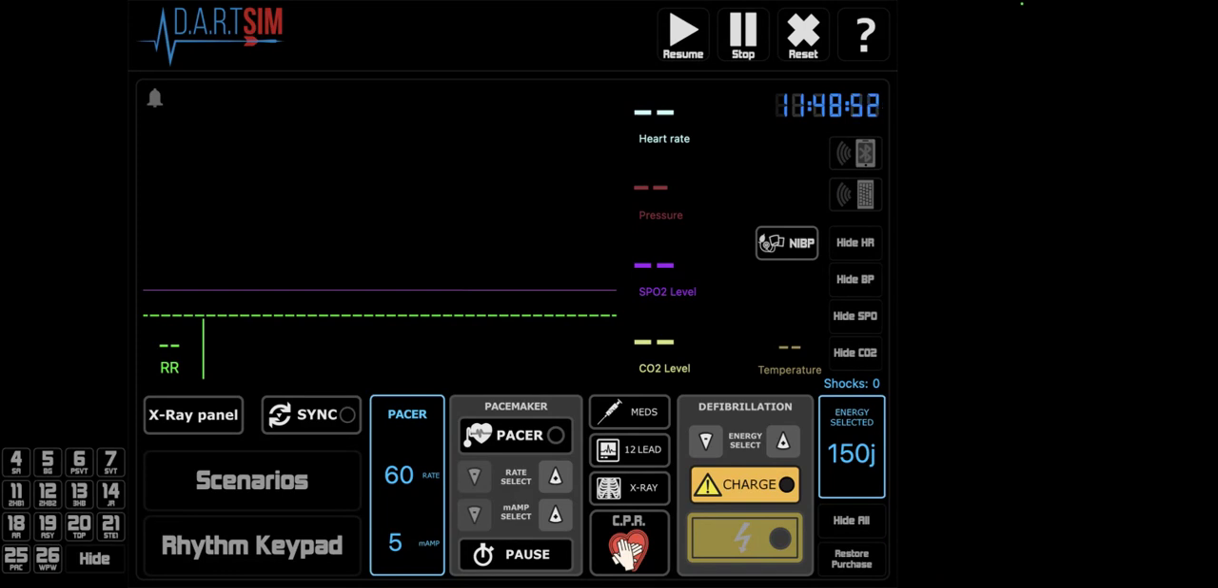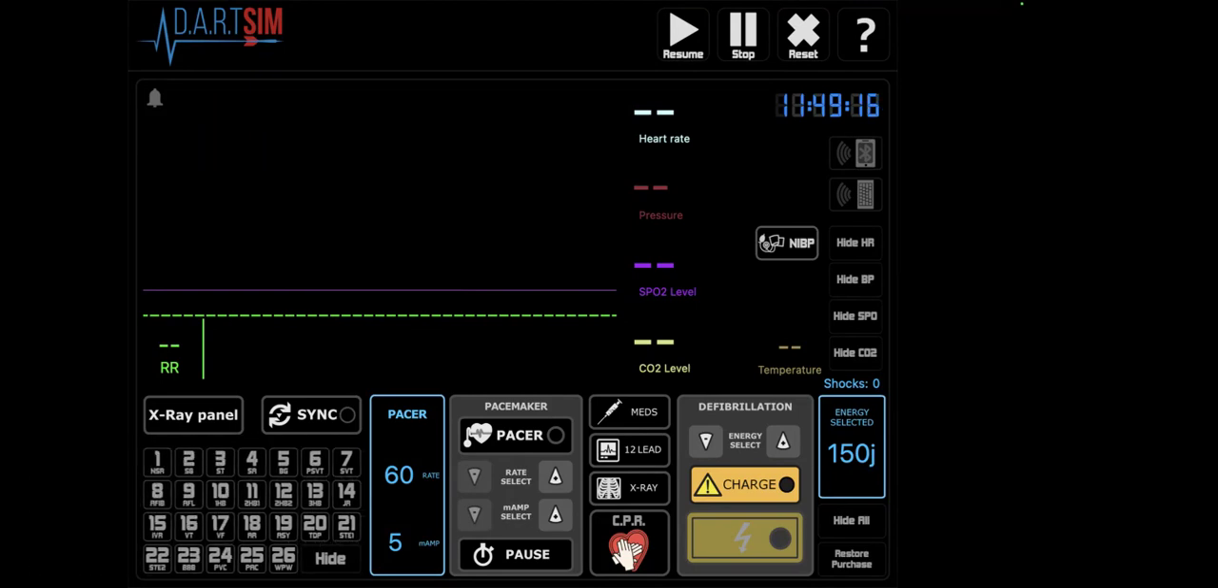So what we have in front of us is a little application on my iPad called Dart Sim, and I really quite like it to assist people with rhythm identification and how to manage those arrhythmias. So let's start here with our rhythm keypad and start very basic, normal sinus rhythm.